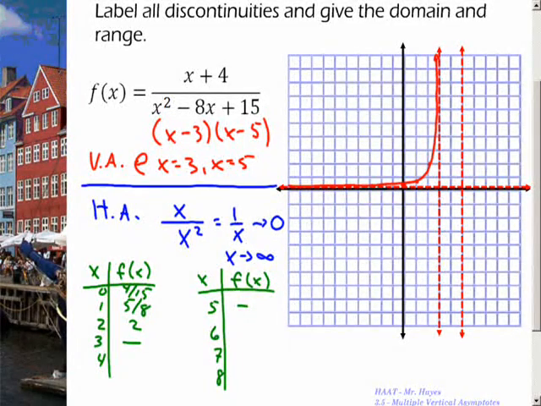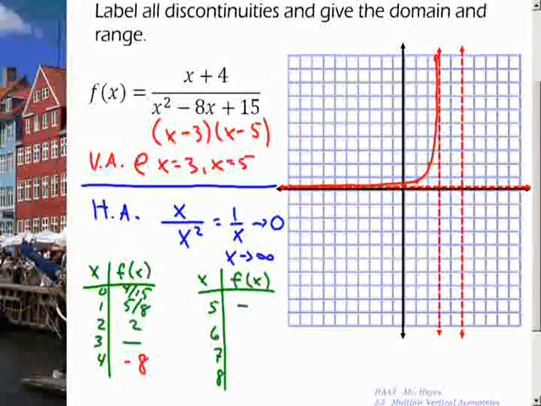I might plot out a couple of decimals here just because the two asymptotes are so close. So if I plug in a 4, I get 8 on the top. On the bottom, I get 16 minus 32, so that's negative 16 plus 15, so that's negative 1. So I'm going to actually get like a negative 8 here. Pardon me, let me just double check, yeah. So you're going to actually have all the way down here.